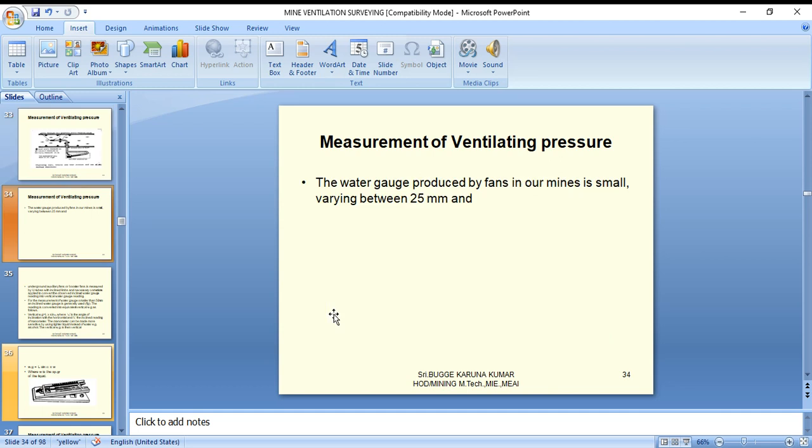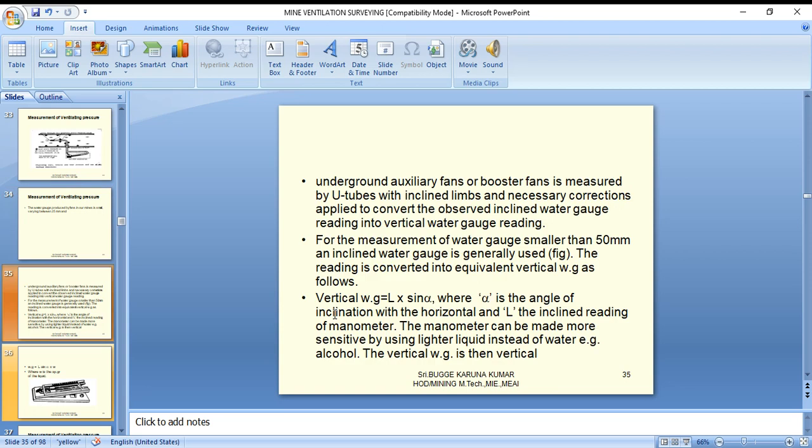The water gauge produced by fans in a mine is small, varying around 25 mm. For underground auxiliary fans or booster fans, it is measured by a U-tube with inclined limbs, and necessary corrections are applied to the manometer observation, converting the inclined water gauge reading to a vertical water gauge reading. For the measurement of water gauge smaller than 50 mm, an inclined water gauge is generally used. The reading is converted to the equivalent vertical water gauge as follows.